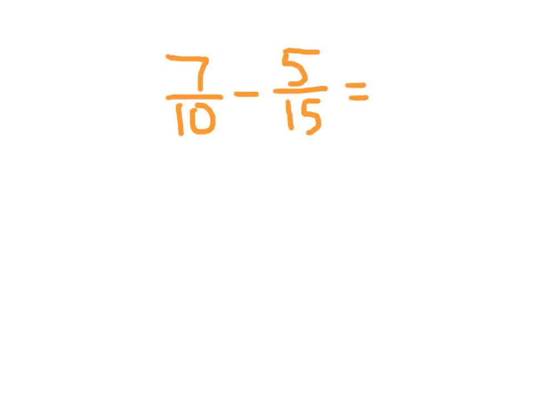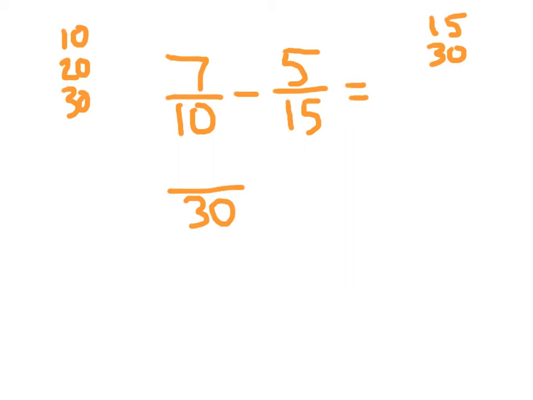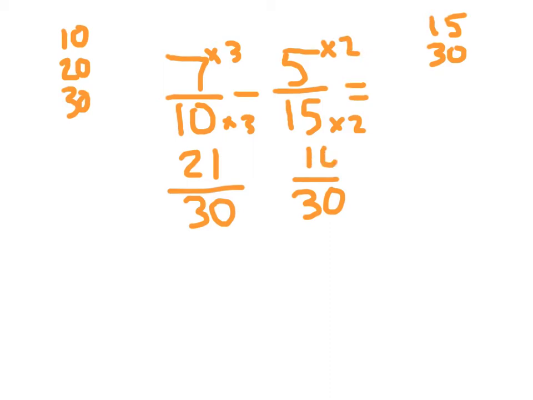Here I have 7/10 minus 5/15, and to find that common denominator, I could list out the multiples of 10, and list out my multiples of 15, and then I would see 30 is a common multiple. If I use 30 as that common multiple, how would I get to 30 from tenths? I multiply by 3. I do that in the numerator to get 21/30ths. How would I get to 30 from fifteenths? Multiply by 2 to get 30ths, and multiply by 2 in the numerator to get 10/30ths.